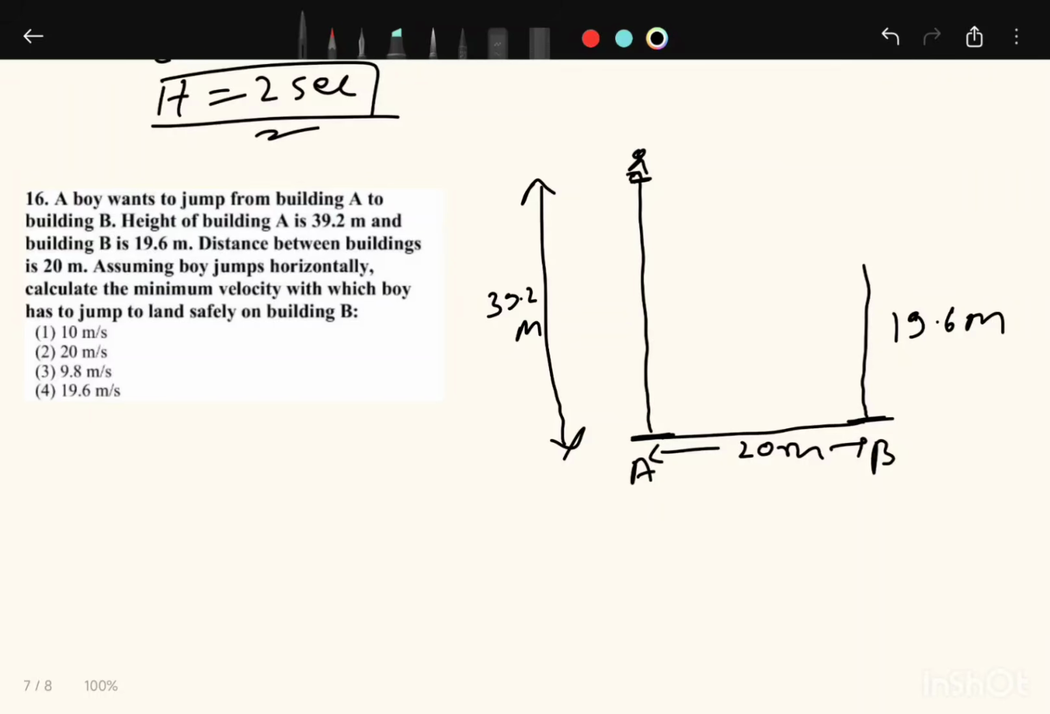I don't know why he's jumping. Although the height is also too much, no?